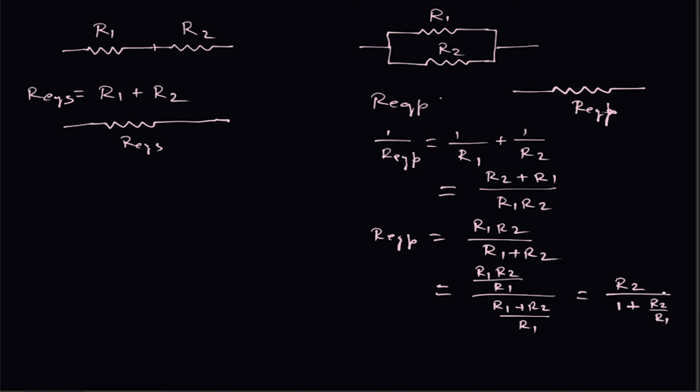Now what will be this value? You can see that R2 and R1 are both positive. So this denominator will be greater than 1, because something positive is added to 1. When R2 is divided by a number greater than 1, the result will be less than R2. So that means R equivalent is less than R2.